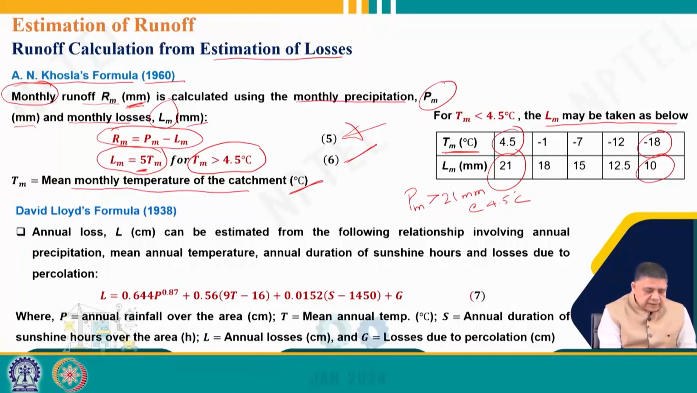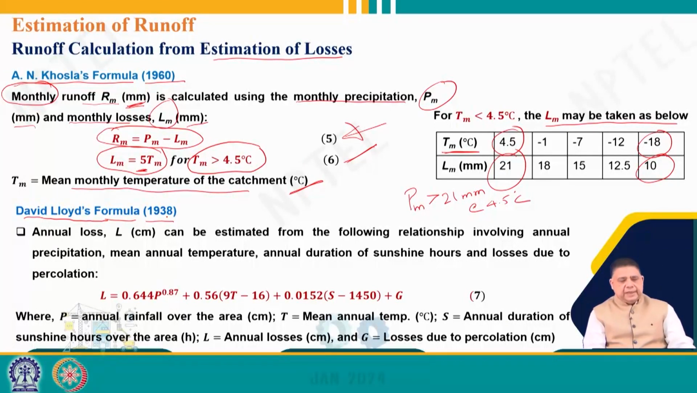The second equation is given by Lloyd Davies, known as the Lloyd Davies formula, which came into being in 1938. As per this formula, annual loss is obtained, so obviously this is the annual time scale, and it gives a relationship for loss itself. In the previous case we also had equation number 5, and equation number 5 at the annual time step remains valid for this method also.